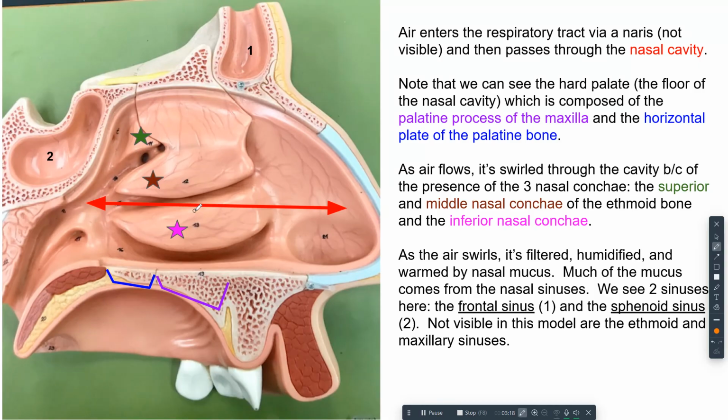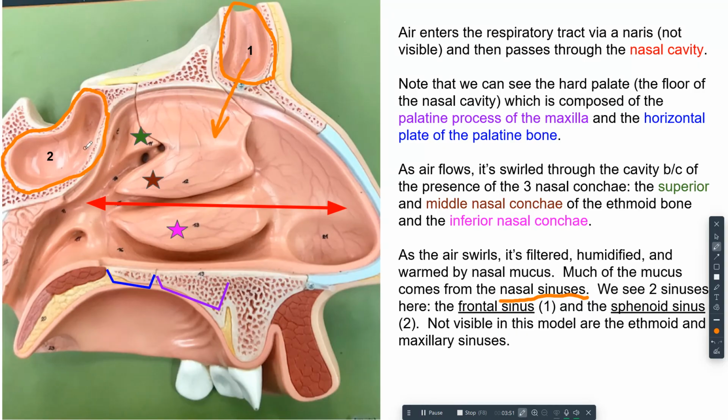I want to filter the air. I want to humidify the air. I want to warm up the air. And much of that processing of air is due to the mucus that lines the surfaces in the nasal cavity. And most of the mucus comes from your nasal sinuses. And we see 2 nasal sinuses. We got the frontal sinus up here in the frontal bone and the sphenoid sinus back here in the sphenoid bone. The sinuses make mucus.